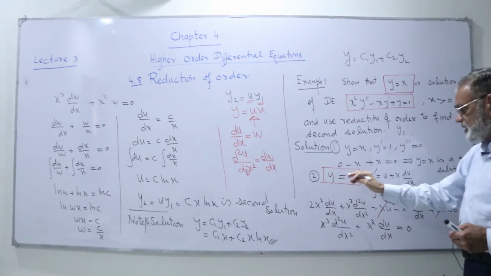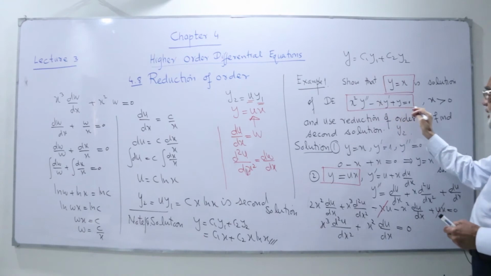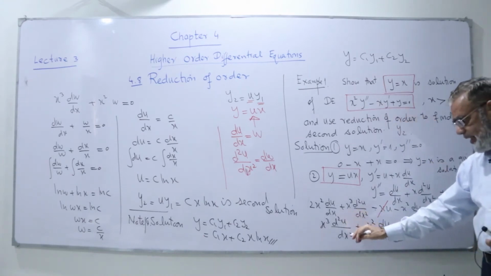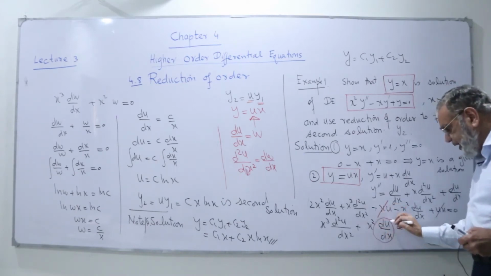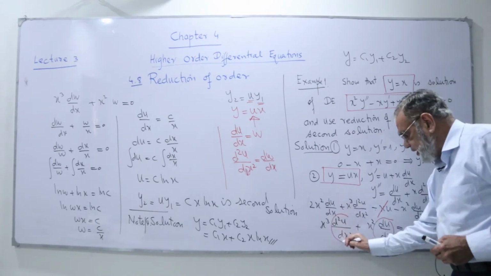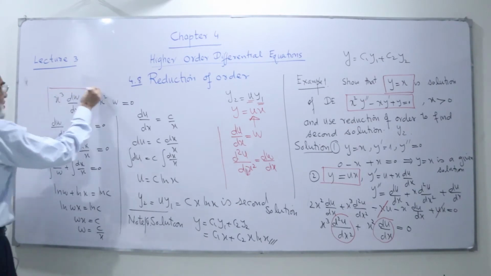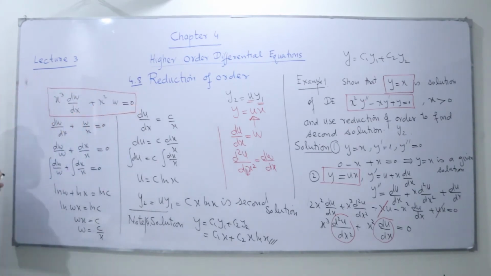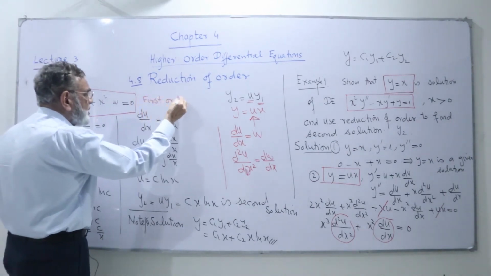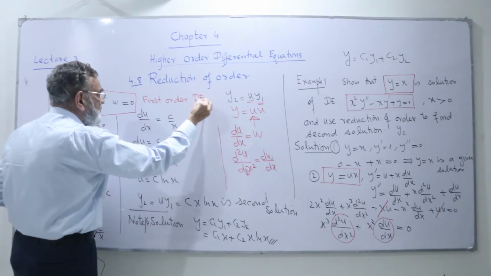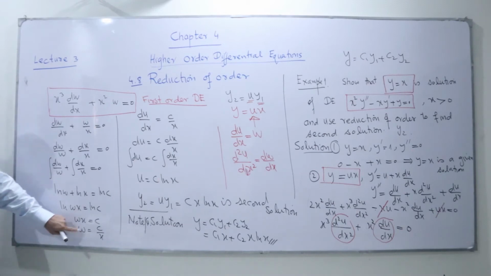So we get ux, substitute the values of y1, y dash, y double dash in the equation, and we get x squared d2u by dx squared plus x squared du by dx. Now we substitute du by dx equal to w and d2u by dx squared equal to dw by dx, and we get this new equation, which is our first order linear differential equation. This is the reduction of order. We know the techniques for solving the first order differential equation. We use separation of variables. We get the value of w is c upon x.